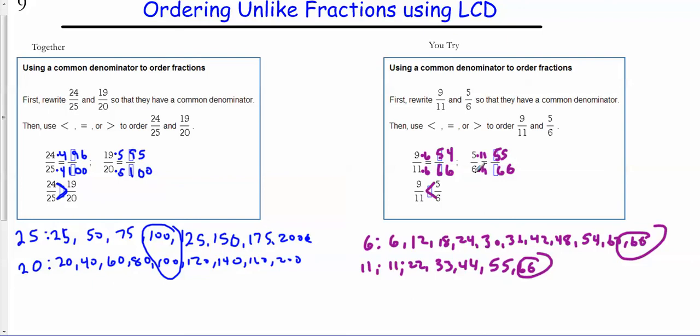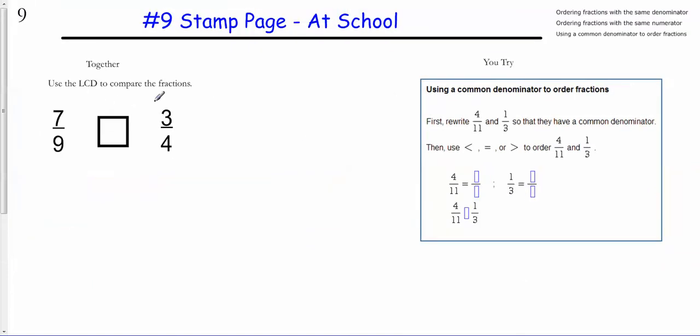How do I get from 6 to 66? Times 11. How do I get from 11 to 66? Times 6. So I multiply the numerator by 6. And here I multiply the numerator by 7. 55 is greater than 54, so 9/11 is greater than 5/6. See what I mean by having a lot more work?